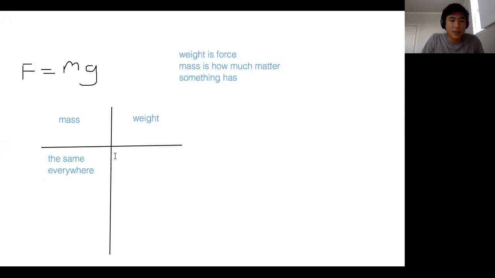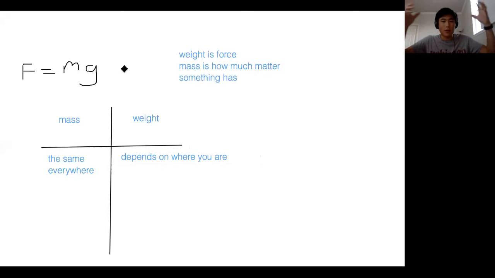Whereas weight depends on where you are. Your weight on Earth is not the same as your weight on Mars because Earth has a higher gravity. The Earth pulls you down, and so your weight will be greater than your weight is on Mars because Mars's gravity isn't as powerful. But your mass on Earth and Mars will be the same because you have the same amount of matter in you everywhere.